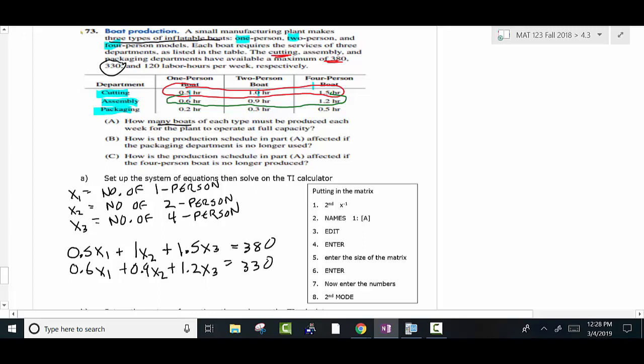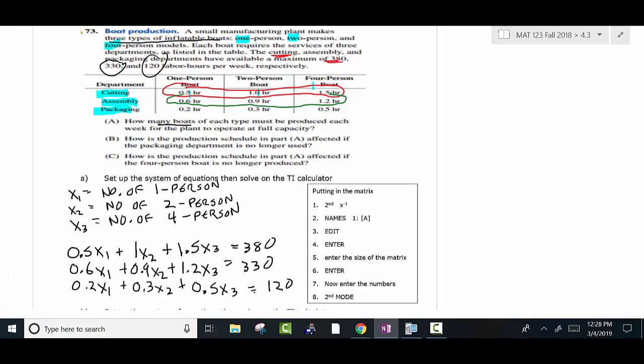And then the rest of it, once you catch on how to get the first equation, they're all the same. The next one is going to be 0.2 x1 plus 0.3 x2 plus 0.5 x3, and then that's equal to 120 labor hours. So that is the system of equations that we solve, and what that would do is, given the labor hours of 380 for cutting, 330 for assembly, 120 for packaging, then we can find if there's an optimum solution to that.